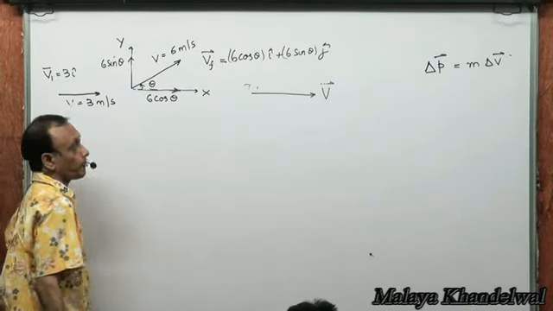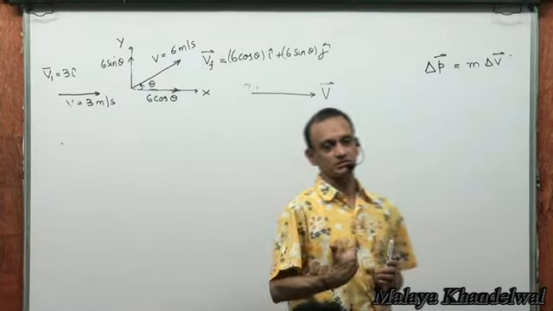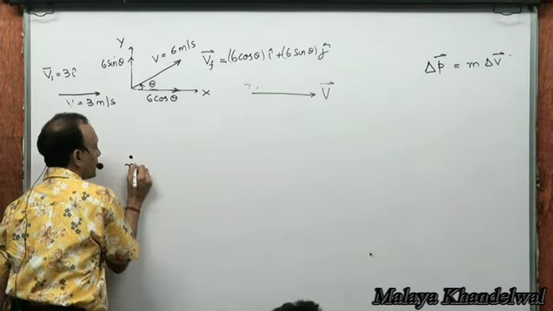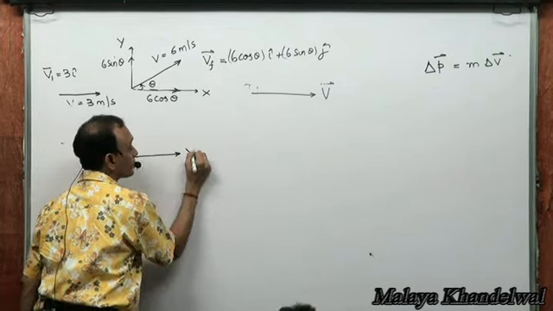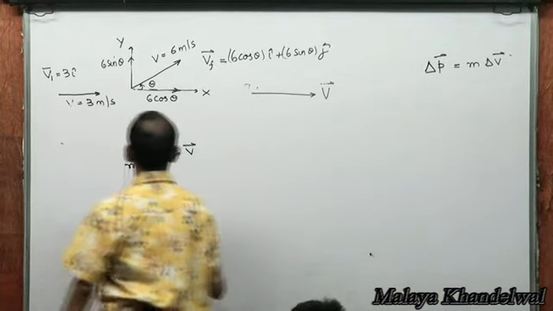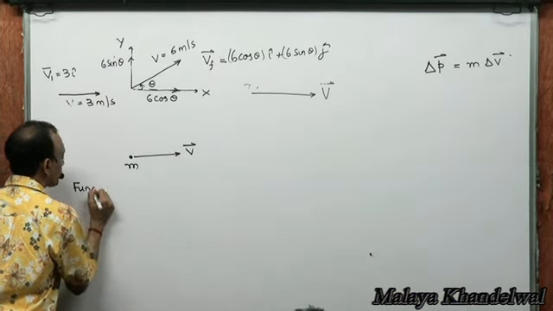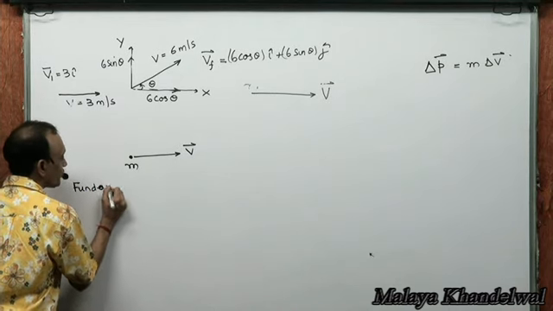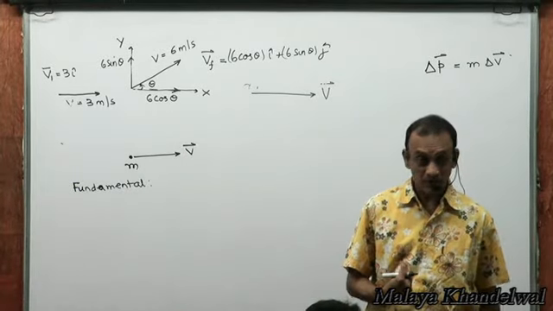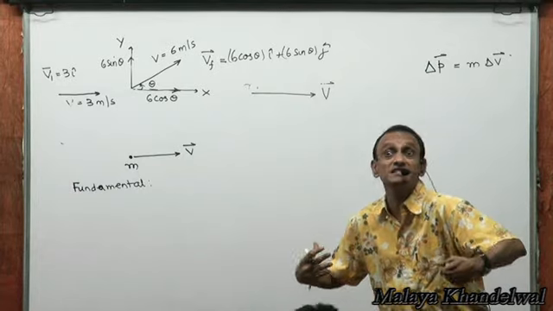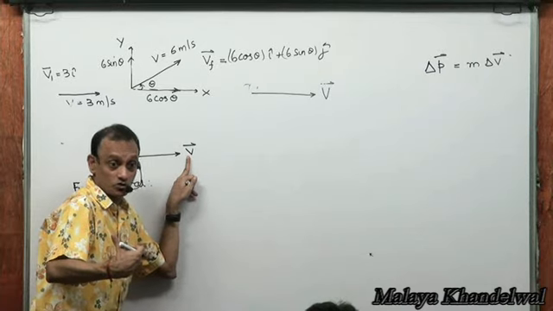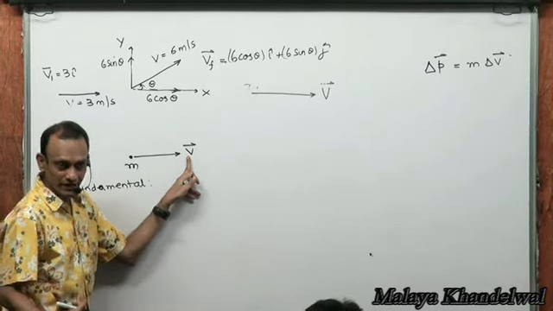See, a particle has a fundamental property. If there is a mass m, and it has a velocity v, there is a fundamental property that it has. The fundamental property of a particle or a mass is that it would want to maintain the same velocity. It wants to maintain the same state of motion, right? It wants to maintain both magnitude as well as direction.